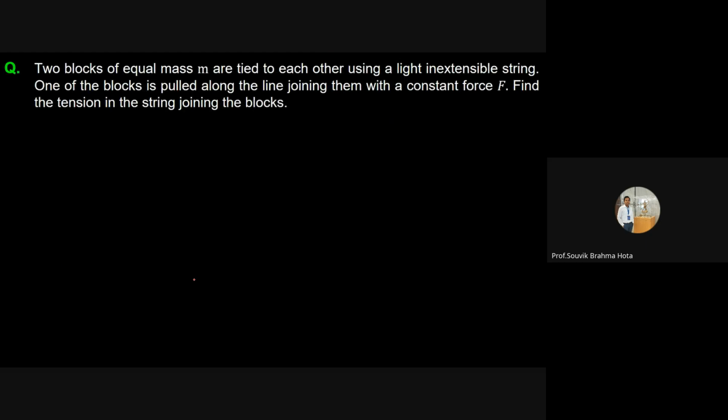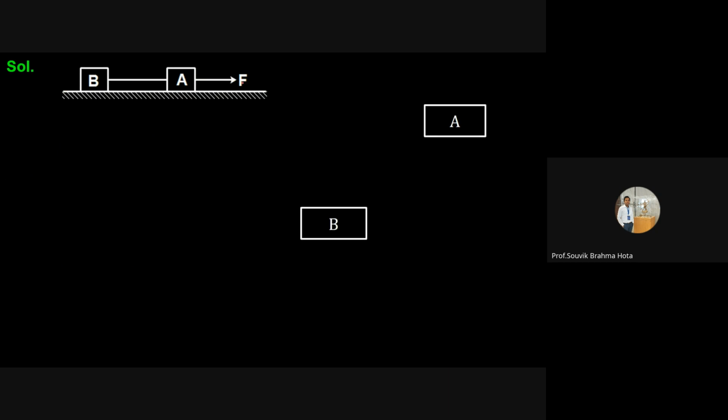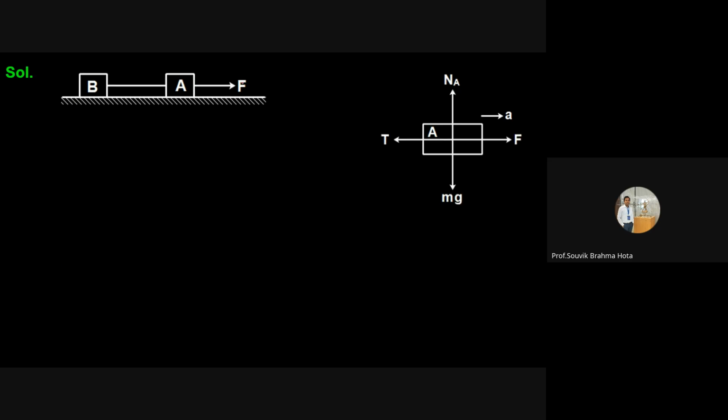Now two blocks of equal masses M are tied to each other using a light inextensible string. One of the blocks is pulled along the line joining them with a constant force F. Find the tension in the string joining the blocks. See, B and A, these two blocks are joined with the string, and the force is applied in this direction. If you take the free body diagram individually for A, Na is the normal reaction, mg is the weight of object A, T is the tension in the leftward direction, F is the applied force, and acceleration will be in the direction of the applied force.